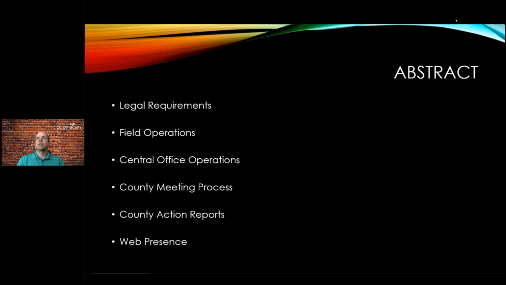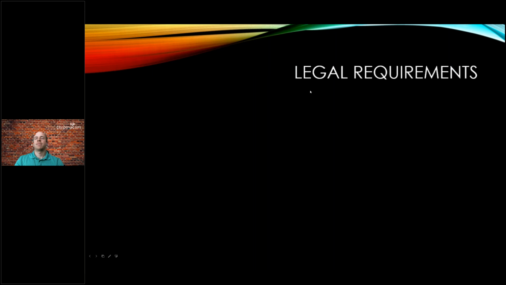So the abstract for my talk, we're going to go over the legal requirements that cause us to track this, our field operations, our central office operations, the county meeting process, what we call county action reports, which I'll discuss later, and then our web presence so people can keep track of this whole process. So legal requirements from the federal side to keep track with all the county roads and local roads, so we can meet all the HPMS, Arnold, and Meyer requirements. I realize Meyer requirements come a little bit later, but the All Roads Network has come about, and this helps us keep up with the total public mileage for HPMS.